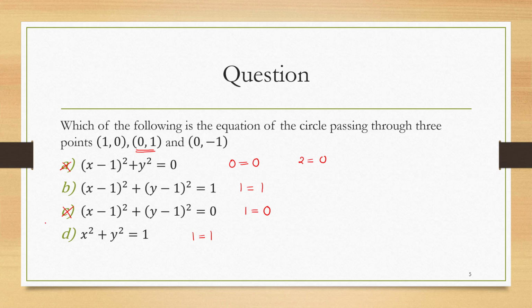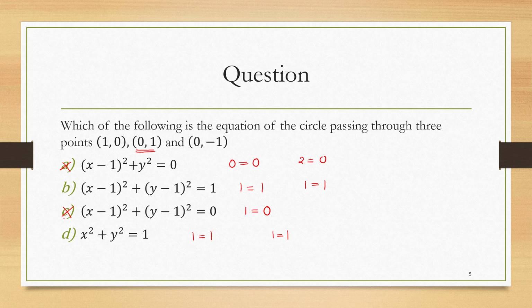So it cancels. Again, (0 minus 1) whole square is 1, plus (1 minus 1) whole square is 0. So it is 1 is equal to 1. Let's leave it. Last, 0 square is 0 plus 1 square is 1. So we get 1 equal to 1.